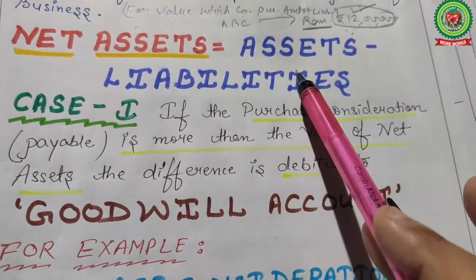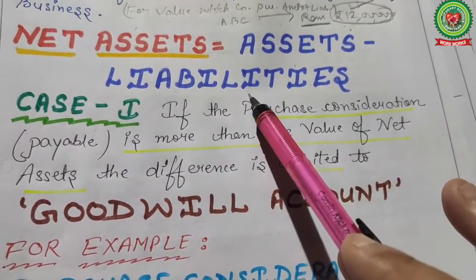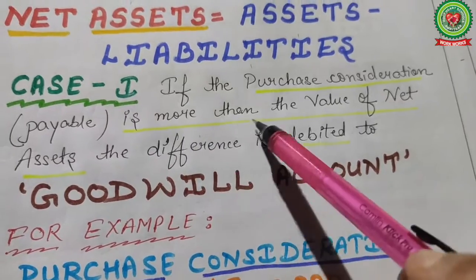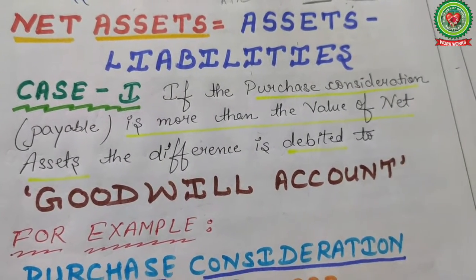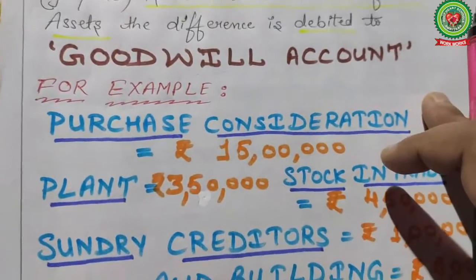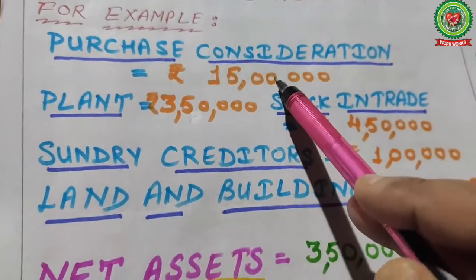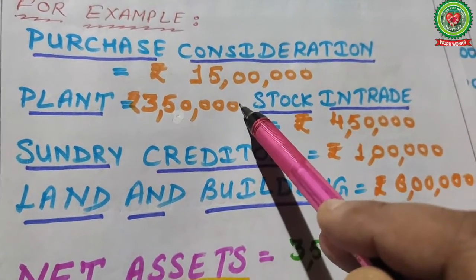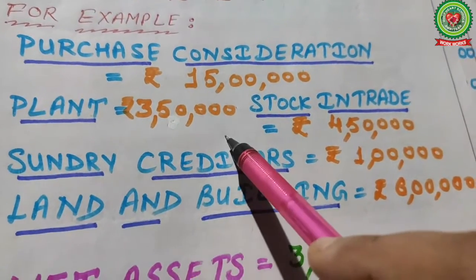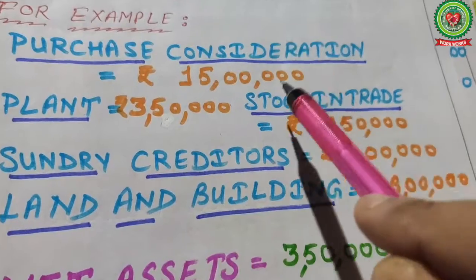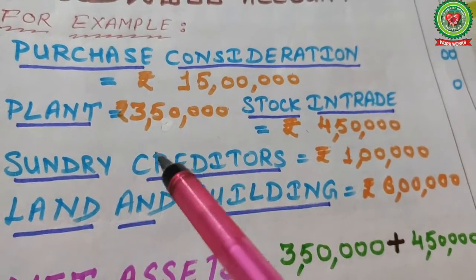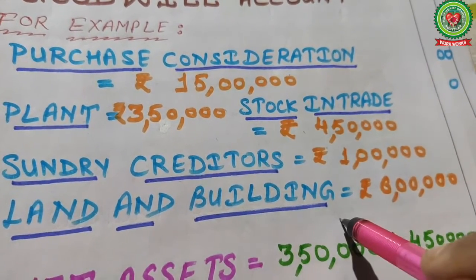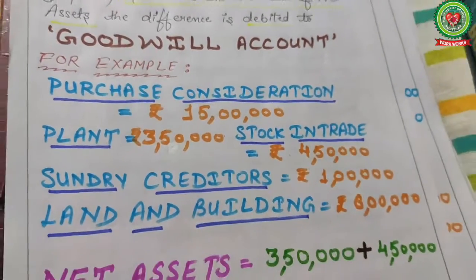First of all, net asset is equal to assets minus liabilities. This is your net asset. Case 1: if the purchase consideration is more than the value of net asset, the difference is debited to goodwill account. First see the example. The purchase consideration is 15 lakh, and with it the company purchased plant 3,50,000, stock in trade 4,50,000, and along with the assets, the liabilities too: sundry creditors 1 lakh and land and building 6 lakh.